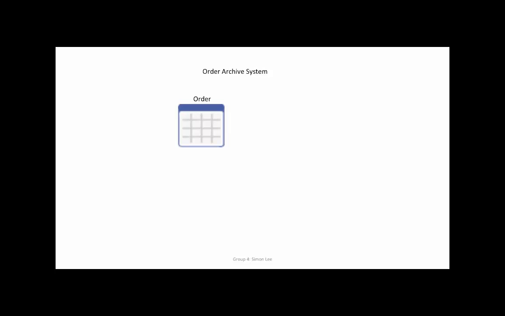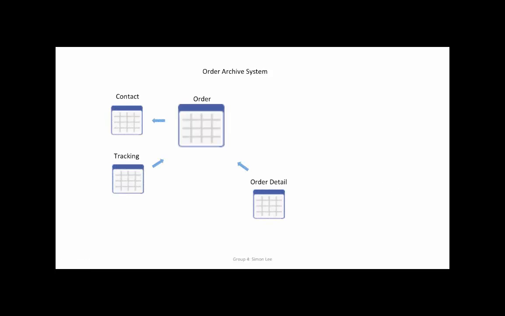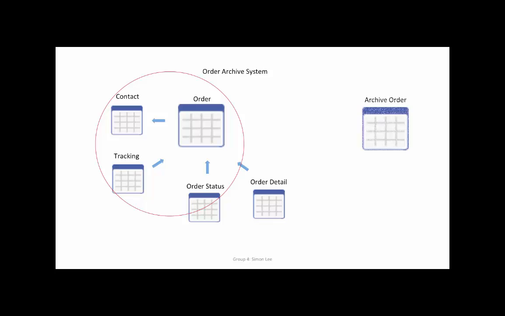A feature that ACME requires is an order archive feature. ACME would like to archive order heading information, order contact information, and order tracking information. Archiving is triggered when an order reaches the status of order complete. Then all the information here in the red circle will be archived into the archive table.